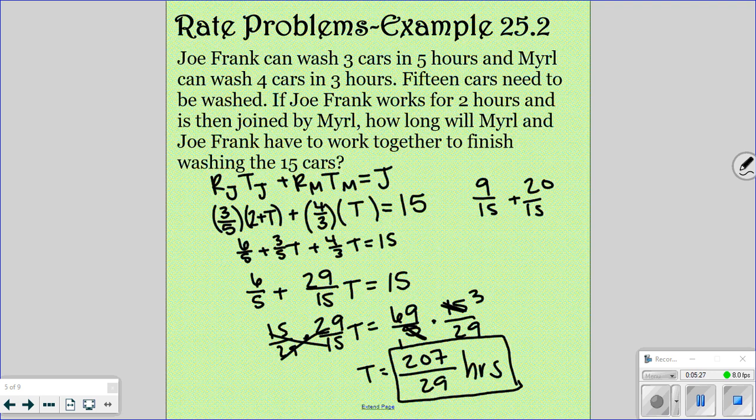Very often you're going to get weird numbers here, and that's okay. But that's how long they would have to work together to finish washing the cars. Approximately 7.14 hours. But just leave it as a fraction for your answer. Okay, so this is one formula that you may want to write down because you'll be using that for these. And it just depends on the information they give you as to which variable you're going to be solving for.